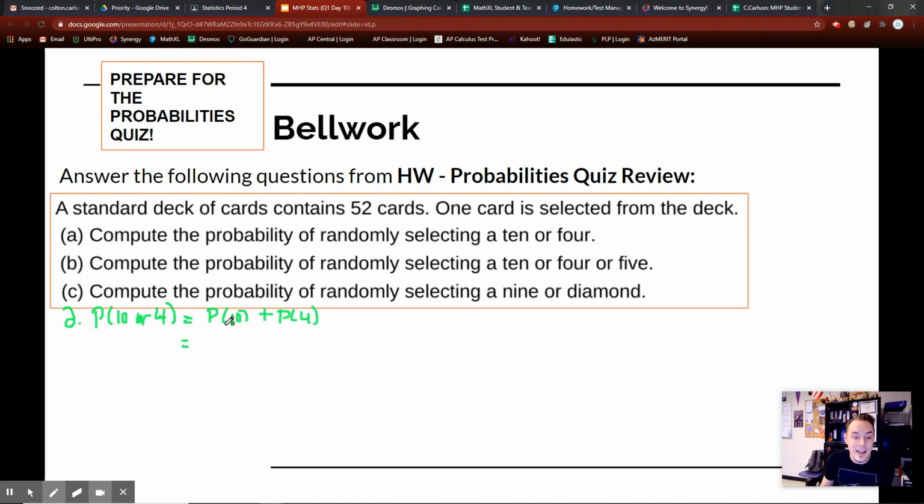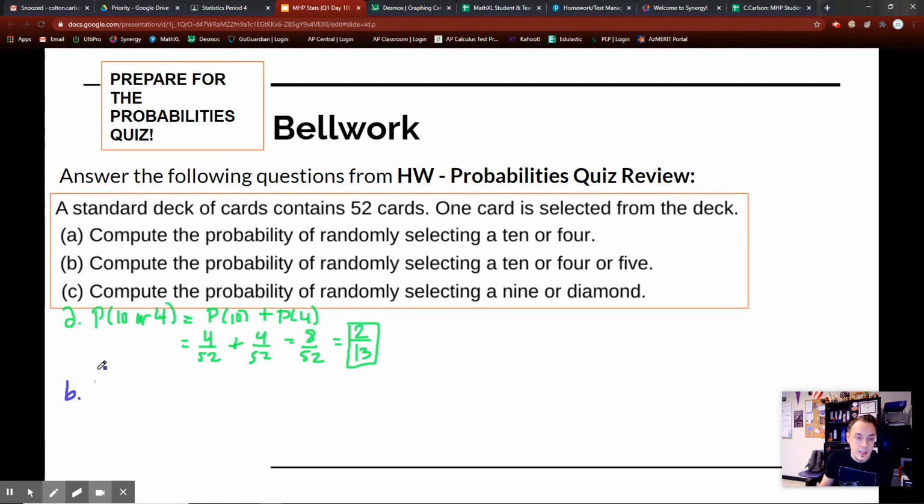What's the probability of a 10? How many 10s are there? There are 4 10s out of 52 cards. How many 4s are there? There are also 4 4s out of 52 cards. So this equals 8 out of 52. And this will give me 2 out of 13. I'm going to leave it as a fraction there.